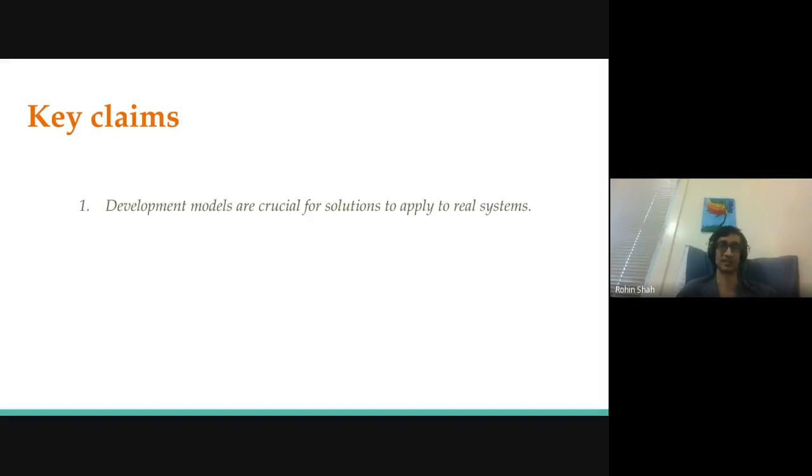So first claim, development models are crucial for the solutions that we AI alignment folk are working on. In order for those solutions to actually apply to real systems, we need to have good development models and tailor our solutions to those development models. That's claim 1. Claim 2, we need risk models in order to find solutions. If we don't have risk models, we're not really going to succeed at finding solutions. Claim 3.